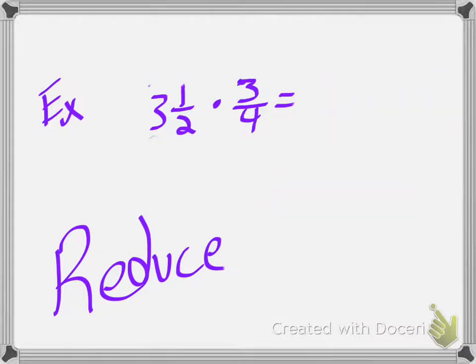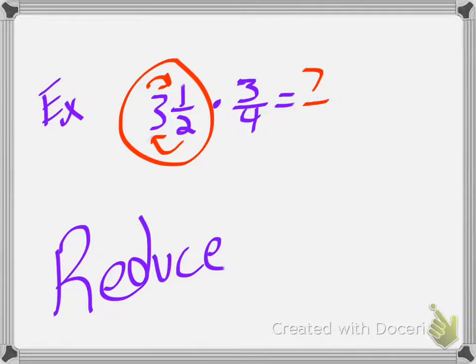Alright, here's an example. We have 3 1/2 times 3/4. So the first thing we have to do is change this into an improper fraction. So 2 times 3 is 6. 6 plus 1 is 7. So we get 7 over 2 times 3/4. Top times top, bottom times bottom.